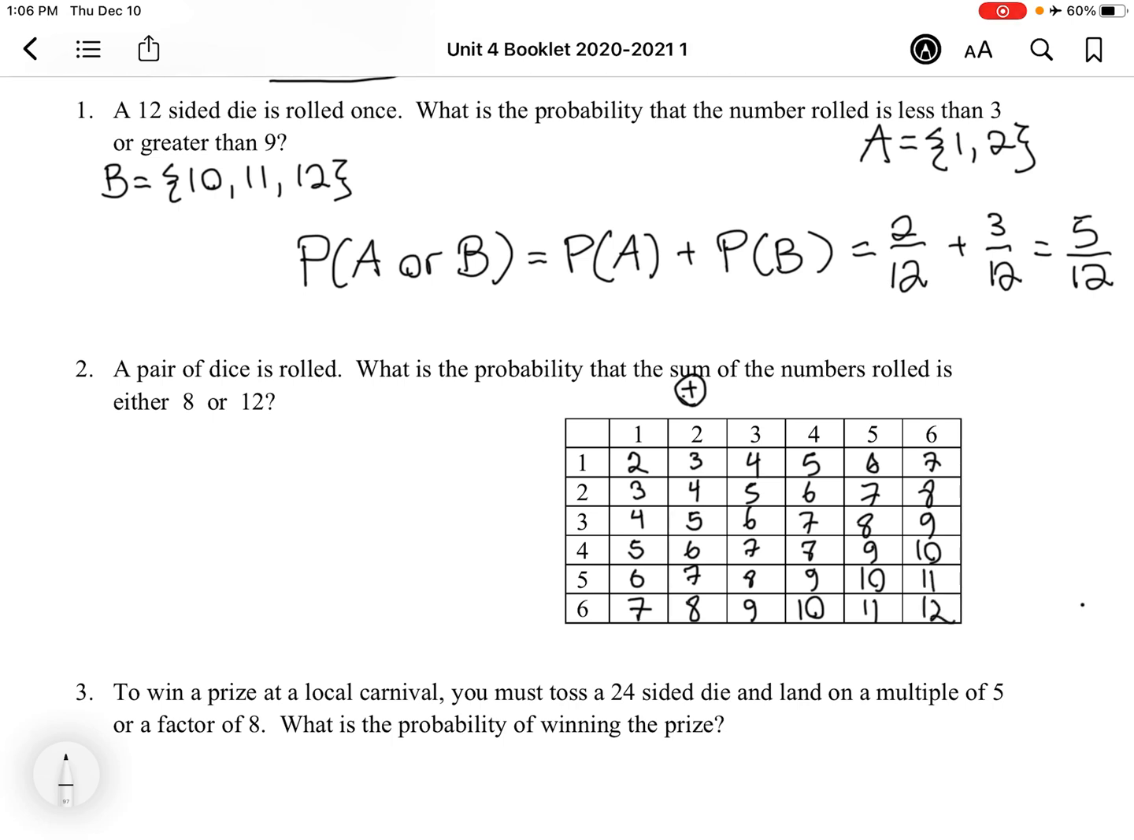Okay, now if you look at how many different outcomes there are, well, there's 6 in each row, and there's 1, 2, 3, 4, 5, 6 rows. So there's 36 outcomes altogether.